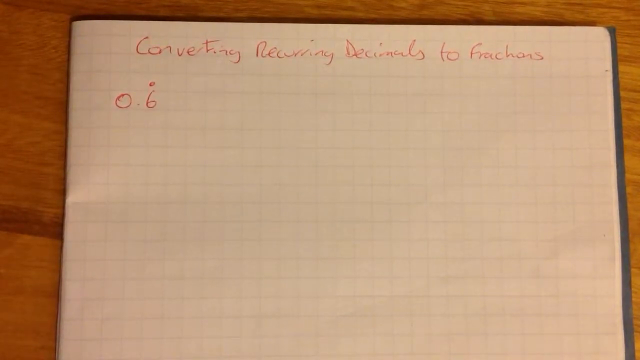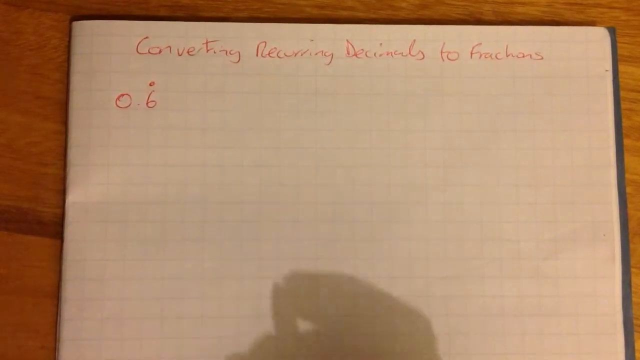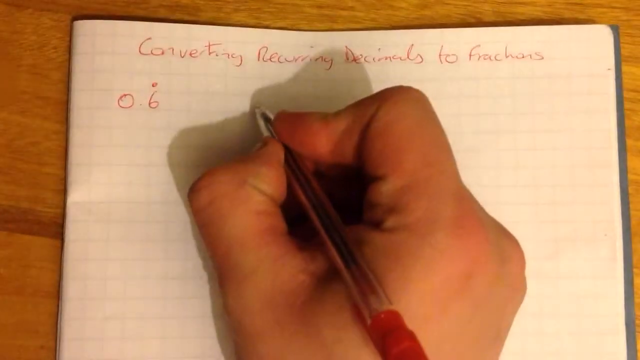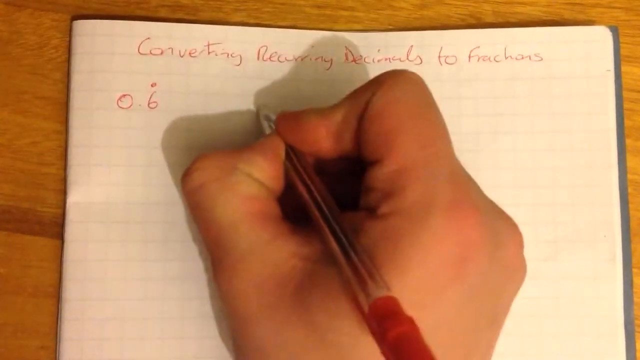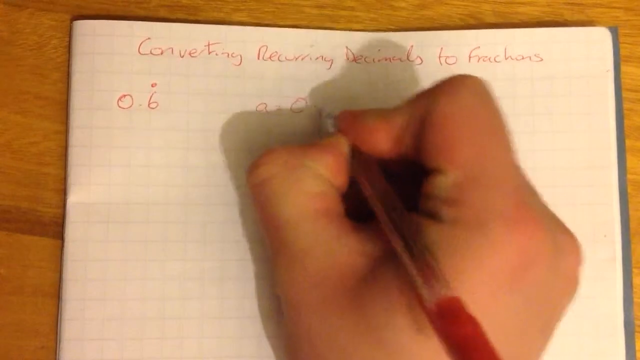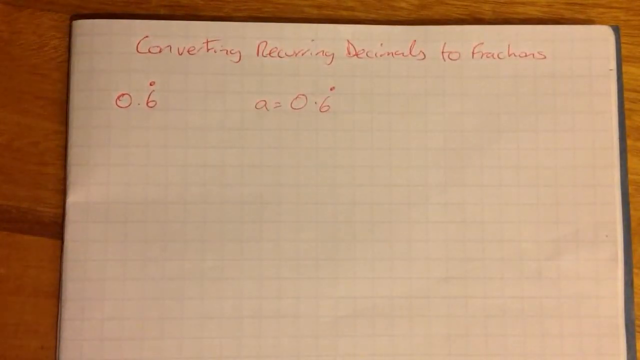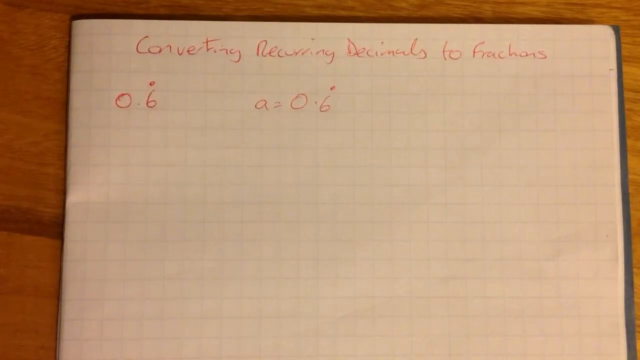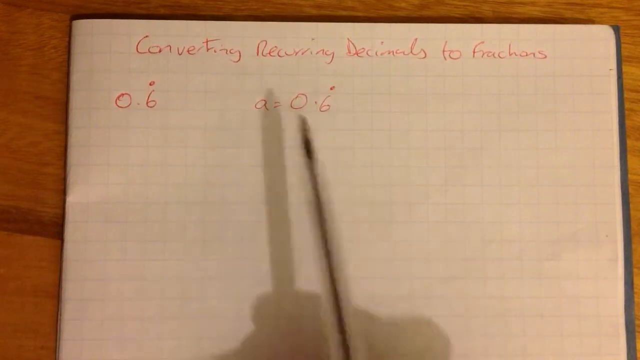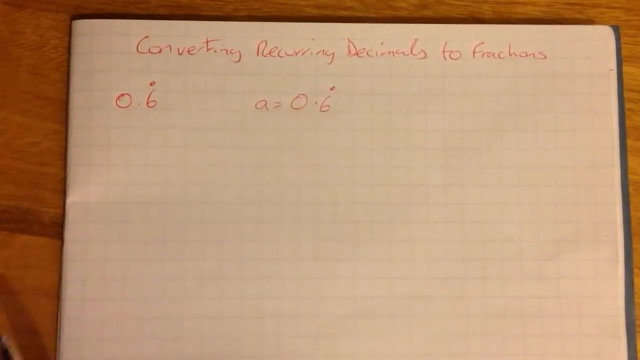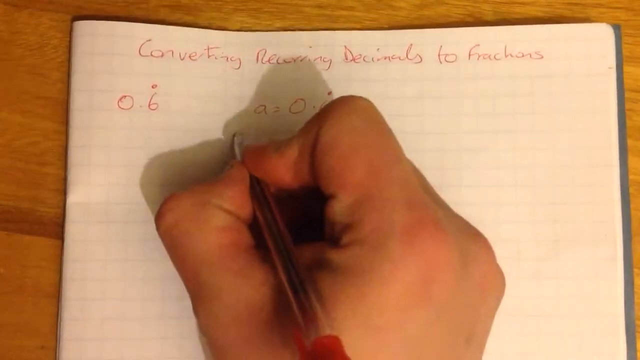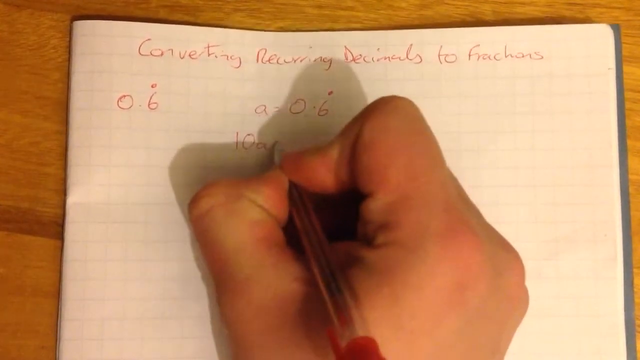Our first step is we're going to give our recurring decimal a name. So we'll pick a letter. We're going to call it A. Nothing too creative. So A equals 0.6 recurring. And there's a little trick that helps us to be able to convert that into a fraction. We're going to call A 0.6 recurring, and we're going to find out what 10A is.